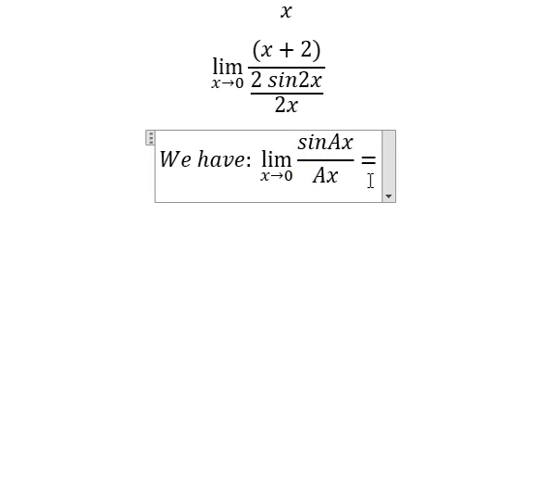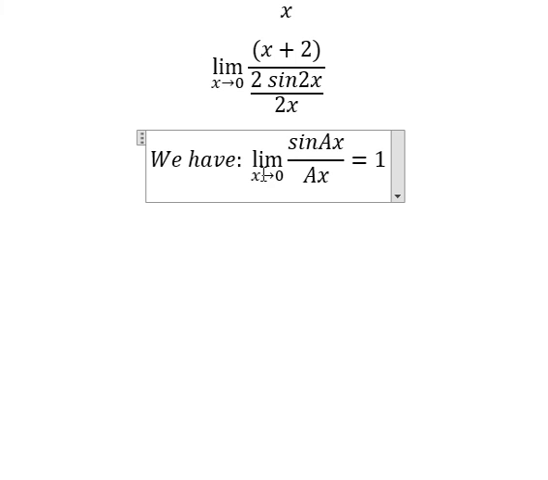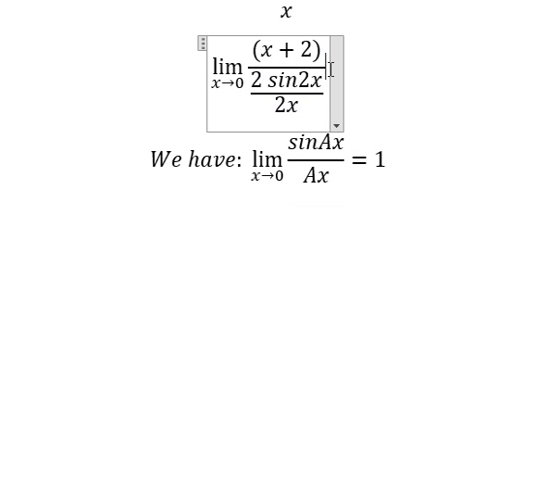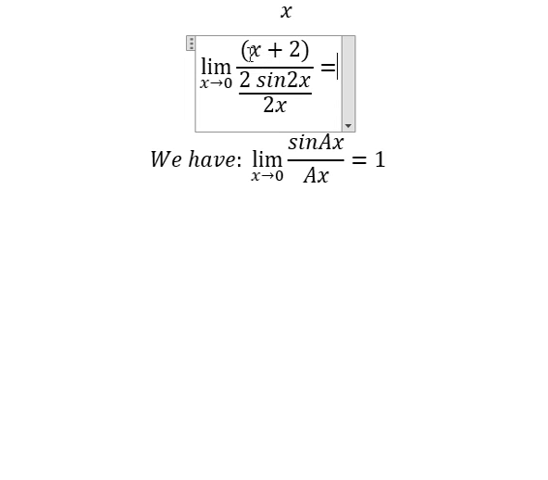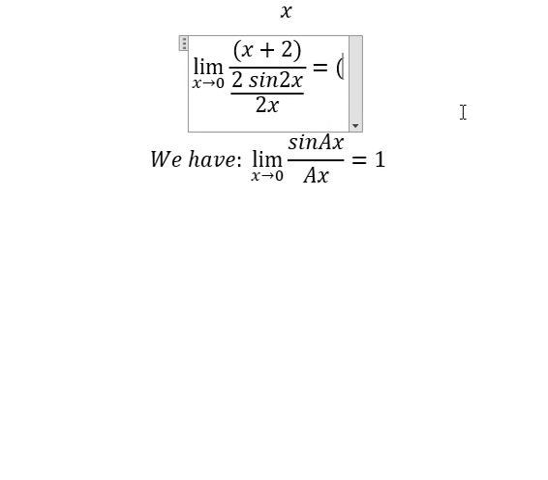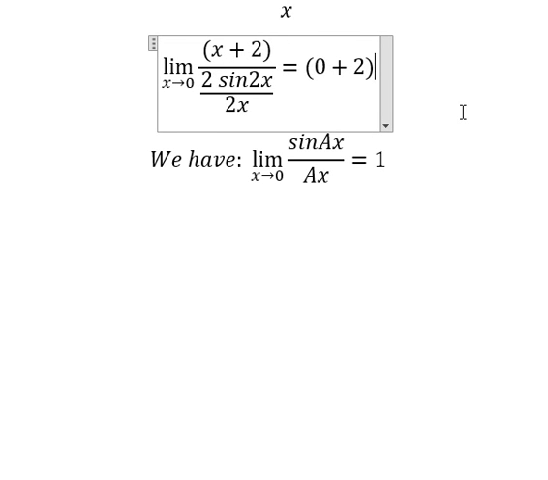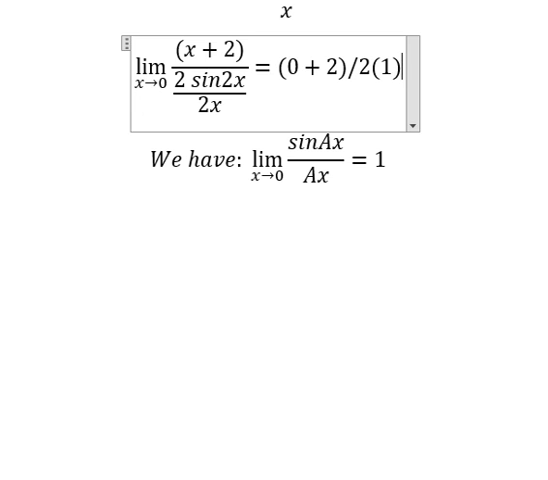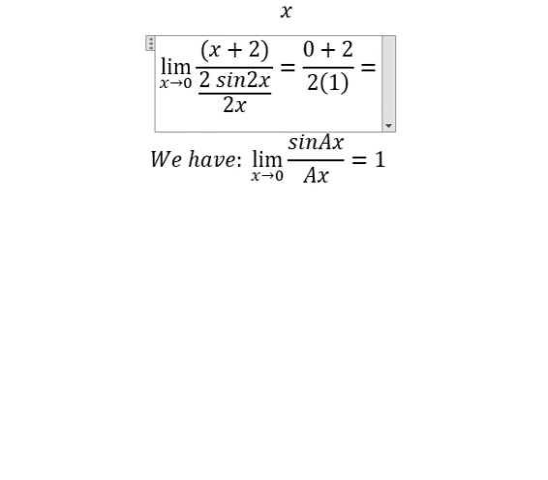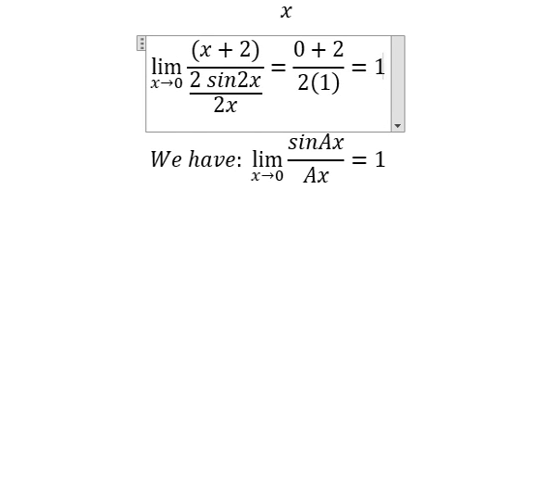And this one equals number 1 when x approaches number 0. So sin 2x over 2x, when x approaches number 0, we have number 1. And now we can put number 0 in here. And this one we have number 1.